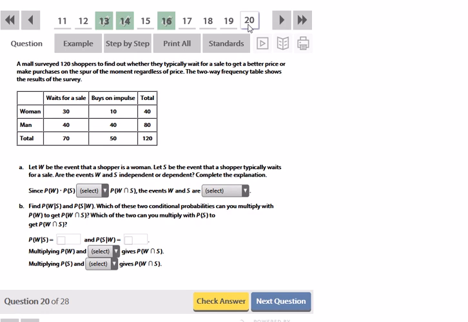Okay, in a mall, we're surveying 120 shoppers to find out if they wait for a sale or not and if they're a man or a woman. So let W be the event that a shopper is a woman and S be the event that the shopper typically waits for a sale. Are W and S independent or dependent? Okay, so let's do part A. There are 40 women out of 120 times waiting for a sale. Let S be that they wait for a sale. So there are 70 people that wait for a sale out of 120. That would have to be equal to women that wait for a sale, which is 30 over 120.